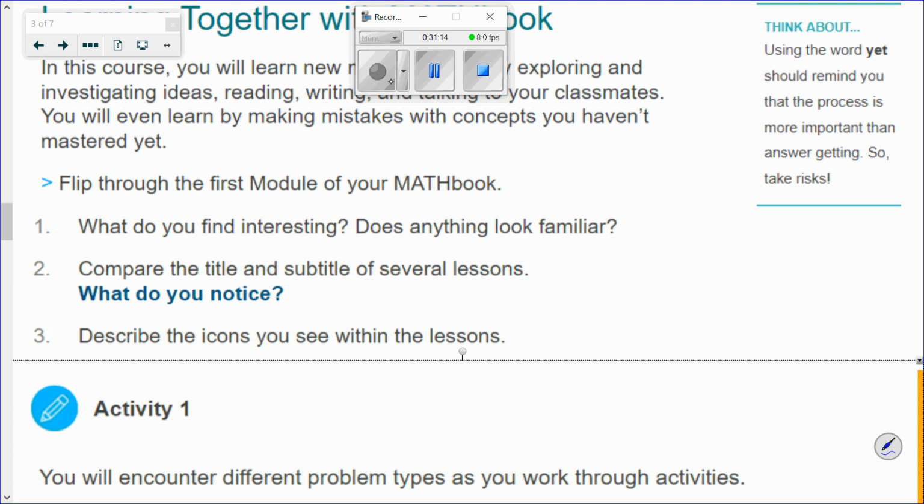Okay, go ahead, Liam. What about the icons? What are some of the icons you saw? They're always a bit different from other, well, they're all the same. You will see a lot of the icons repeated from one lesson to the next. Okay, so for example, in case you didn't pick it up, the little pencil is telling you you're doing an activity.